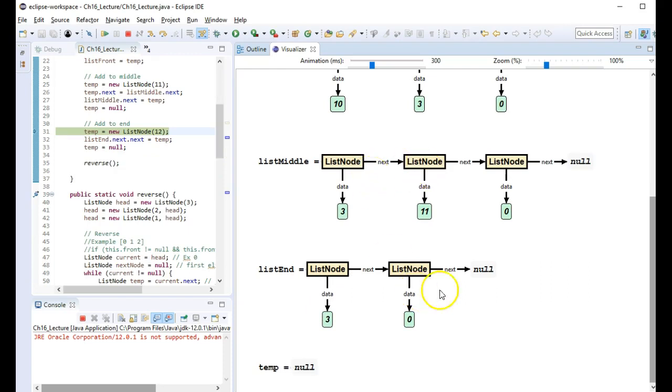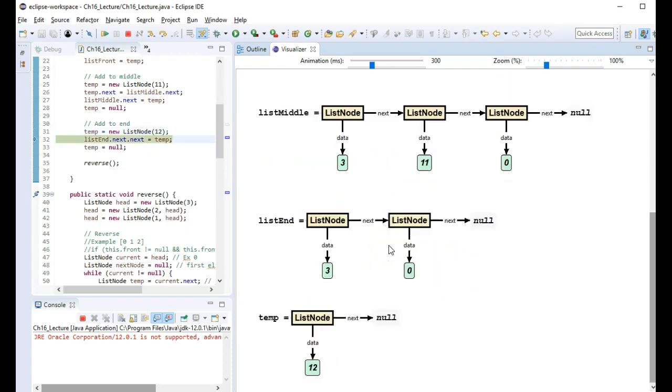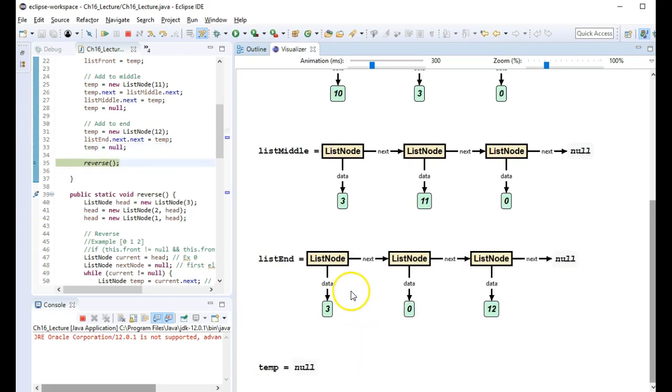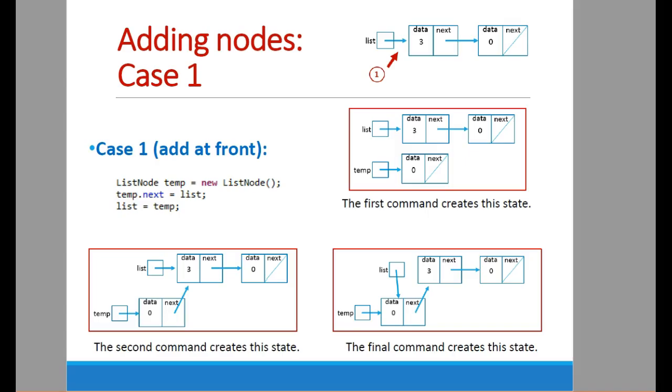And then lastly, how do we add it to the end? We're going to create another item that's got 12 in it. And then what I'm going to do is I need to set this one to be over here. So I need to take list end, take its next, and then set temp to be that. So that's what we're doing here. So it just sucks that item in, and then finally I'm going to set temp to null so that it just disappears. So let's go back and take a look at the slides now.